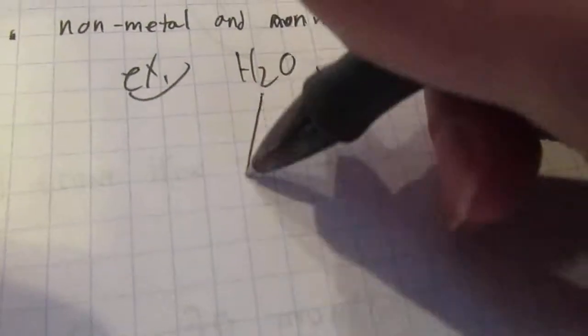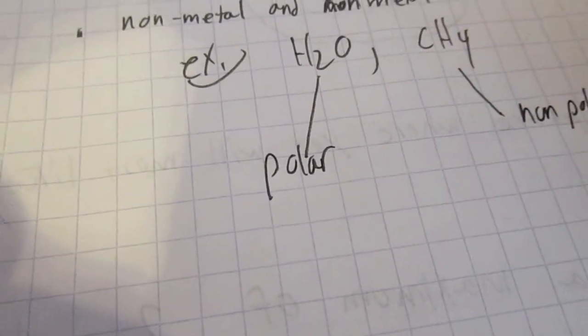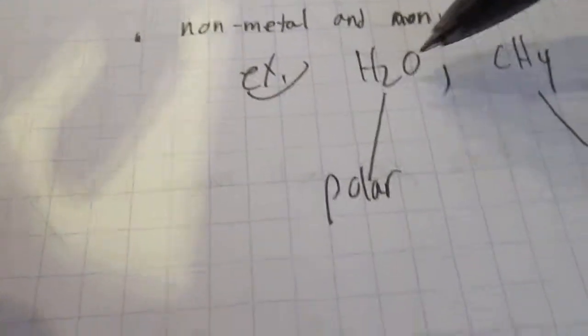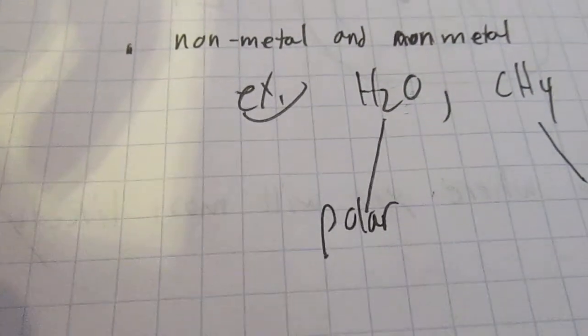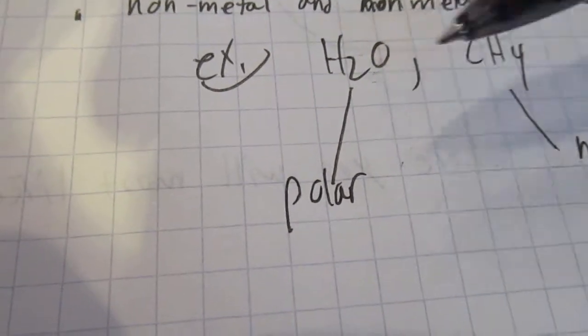In H2O, it's polar, and CH4 is non-polar. The reason for this is H2O doesn't share the electrons equally, because oxygen has a high electronegativity, and H doesn't have that much. So oxygen will pull the electrons more towards itself, and the electrons are shared unevenly.